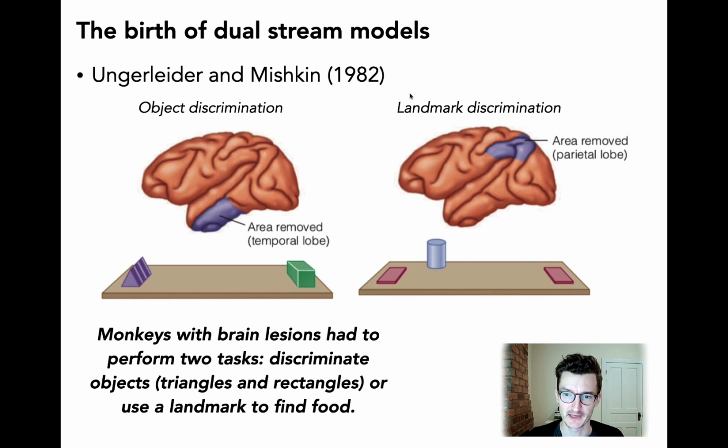In the landmark discrimination task, the animal has to learn that there's food hidden near a cylinder. So in this image, we're actually seeing two what are called food wells. So under these sort of purplish rectangles, there would be food hidden. And what the animal has to learn is that the food in this case is hidden under the well that's closest to the cylinder here. So this is the landmark discrimination task. And again, in these animals, they're lesioning, damaging either the temporal lobe or the parietal lobe.